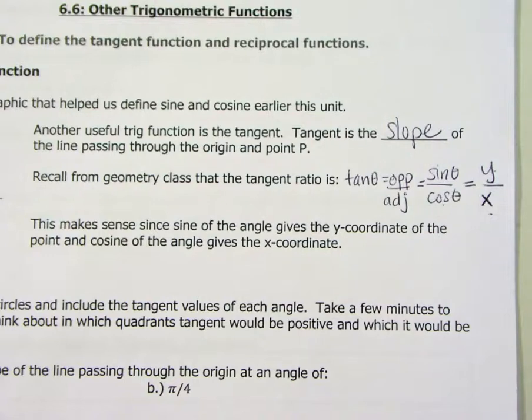So you'll see tangent being referred to as a couple different things. Obviously, tangent itself, it'll be referred to as the slope of the line. So kind of start equating those two. And then the ratio of sine over cosine. Okay?